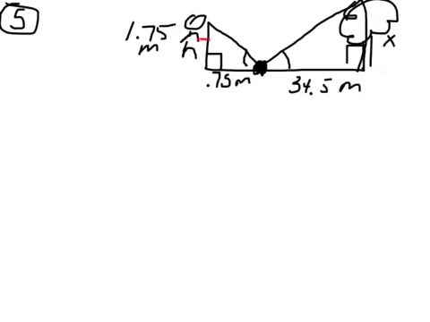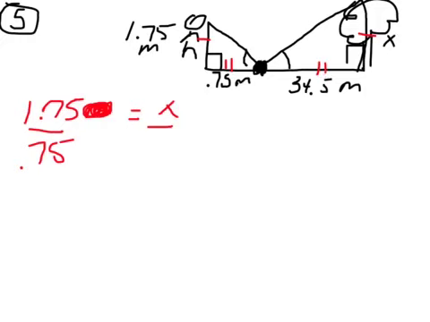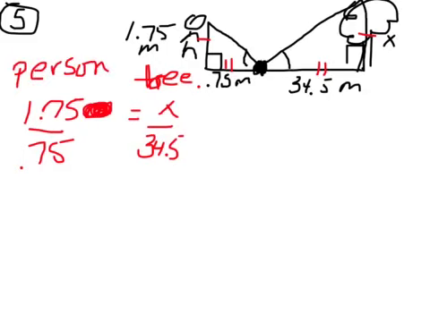So this side matches up with this side. So maybe I want to put both of those on top of the fraction. 1.75 meters equals x, and you can even leave the units off if you want to. And then on each triangle, this little 0.75 matches up with this 34.5. Notice that what I have done is that I've got the tree's sides on this one, and over here I've got the person set up, and I'm just matching up sides and making these proportions.